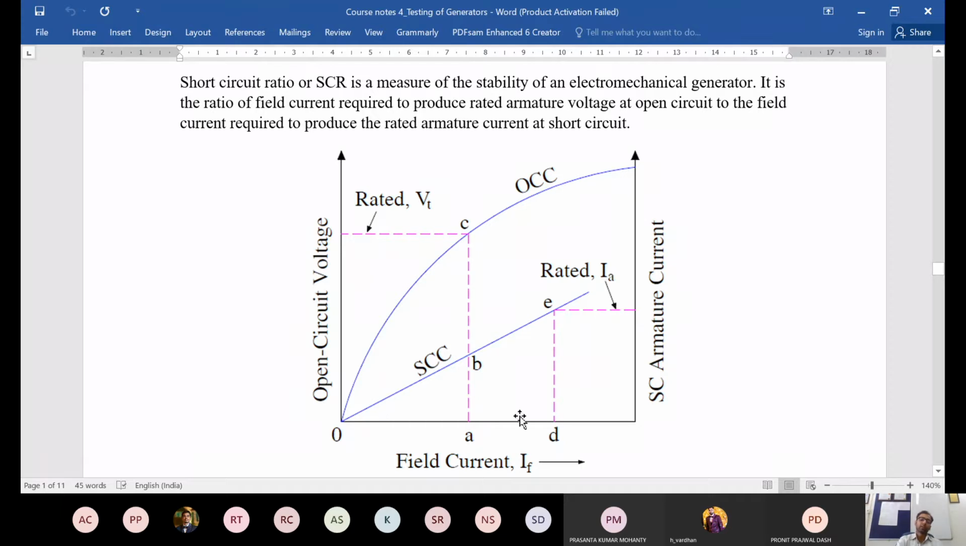Usually this short circuit ratio for turbo generators, that means your non-salient pole generators which are used in steam turbines, is in the range of 0.5 to 0.8, whereas for hydro generators which have a large number of poles and salient poles, this ratio is around 1 to 1.4. So those are some standard values in which this should fall.